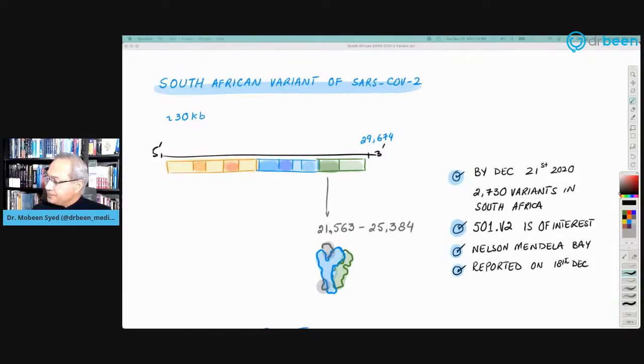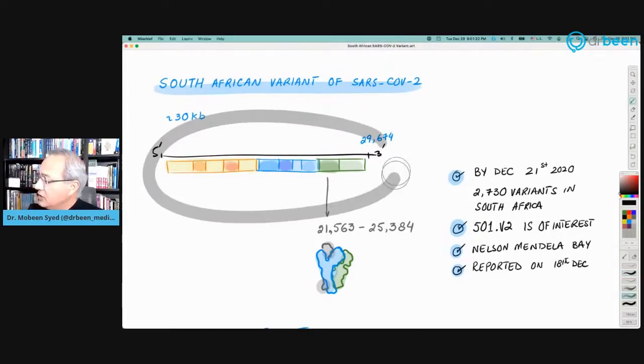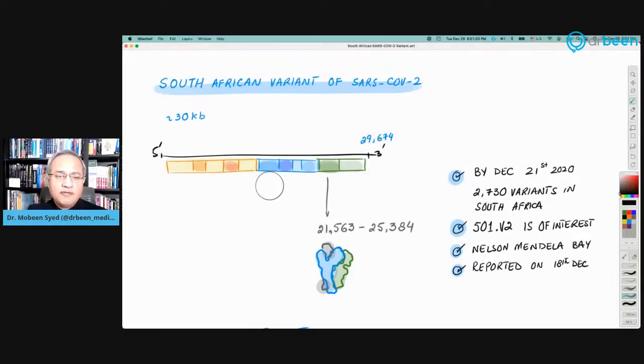So here on the screen, what we are seeing is the normal genome for SARS-CoV-2. And we know this from our previous discussions that it is about 30,000 base pairs, or 29,674 base pairs to be exact. That is the length of the RNA, and one base pair is one nucleotide or one brick in the genome.